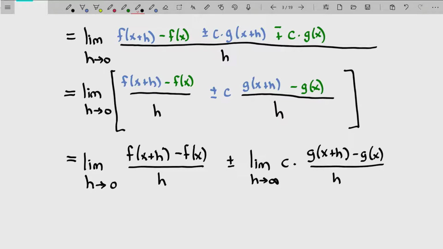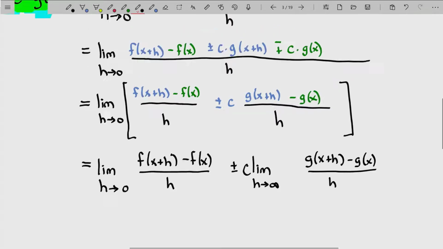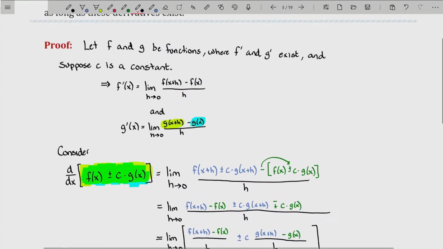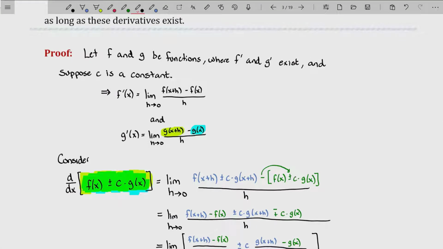Again, that's a limit law allowing us to split limits. And in fact, you could do two limit laws at once if you want to. You could bring that c out in front of that limit. The limit of a constant times a function is the constant times the limit of the function. So those are just limit laws we know we can use if, remember, the subsequent limits exist. And these subsequent limits actually exist because we started with the assumption that f and g were functions where f prime and g prime exist.